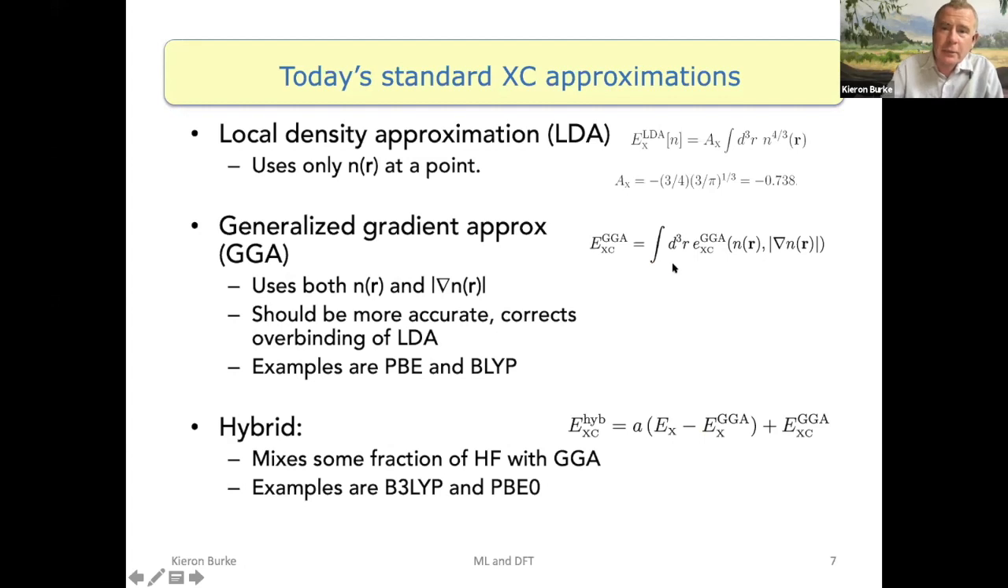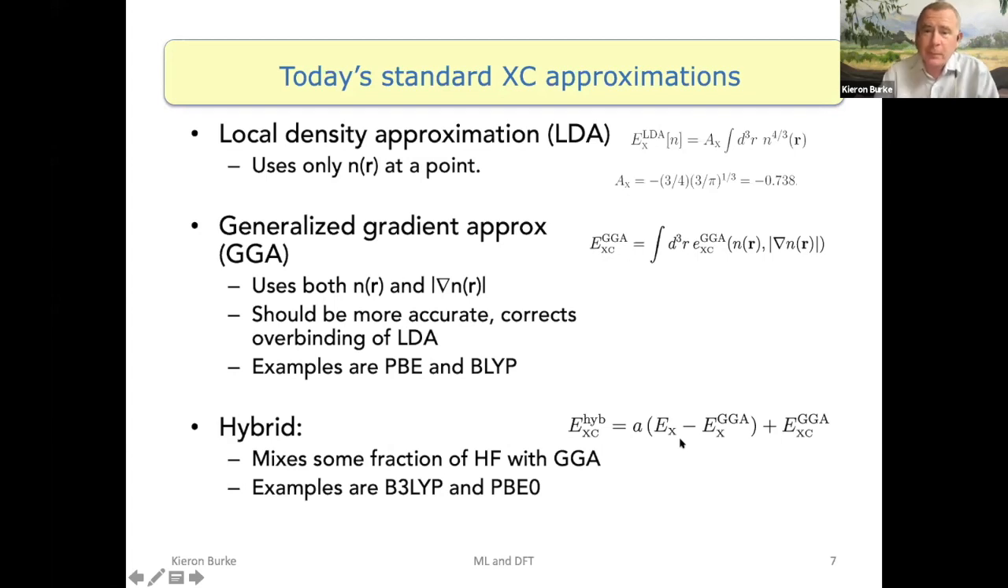Generalized gradient approximations took about a generation to develop, starting in about 1968, work of Ma and Brueckner, and sort of coming to fruition starting about 1986, 87. So GGAs, generalized gradient approximations, use both the density and its gradient to approximate this unknown exchange correlation energy.